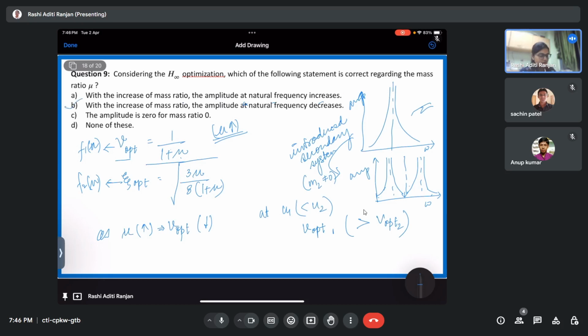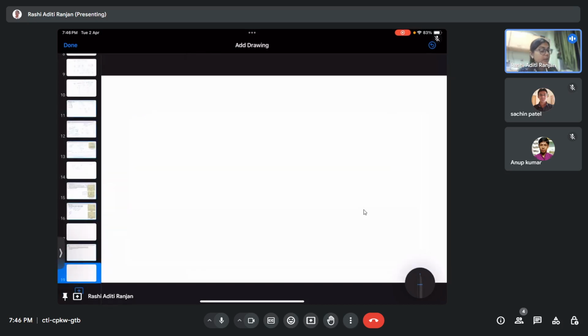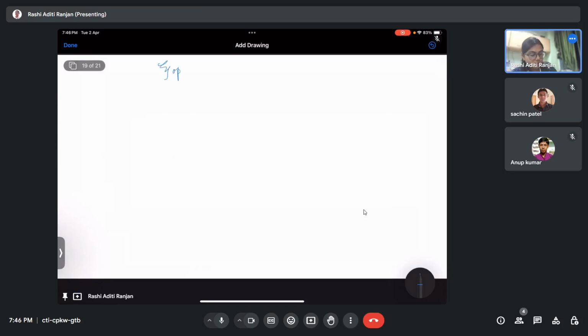Also, if I try to plot my mu and this optimal tuning ratio, how is the plot going to look? The plot is going to look something like this. So with mu, my V optimal is decreasing. Apart from that, it is also important that we consider the optimal damping ratio, which was under root of 3 mu by 8 into (1 plus mu). Now here also you can see that as my mu increases, this is going to reduce. And if I plot my optimal damping ratio with mu, the plot is going to be something like this.